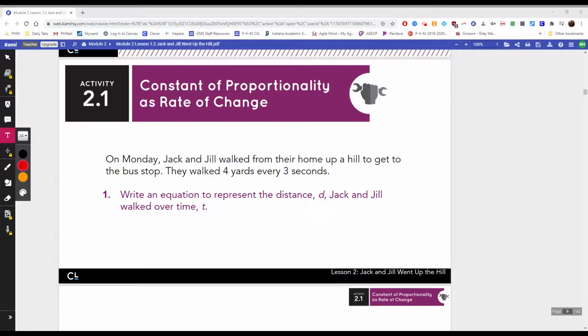Hi, 8th graders. So we're going to continue the Jack and Jill lesson about describing steepness, and we're going to connect that to something called the rate of change in this video.